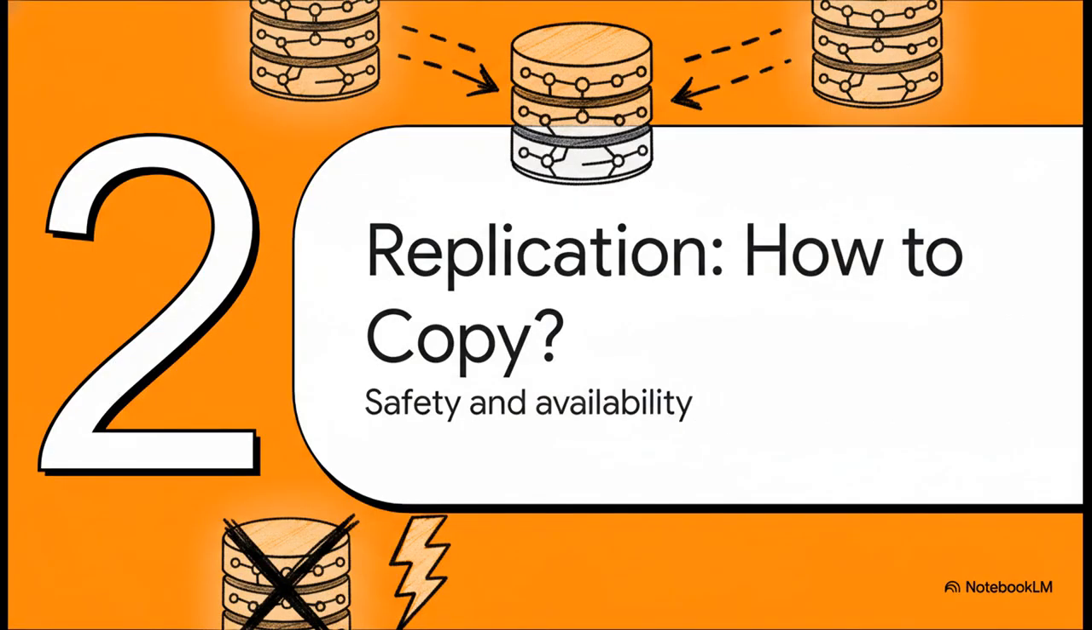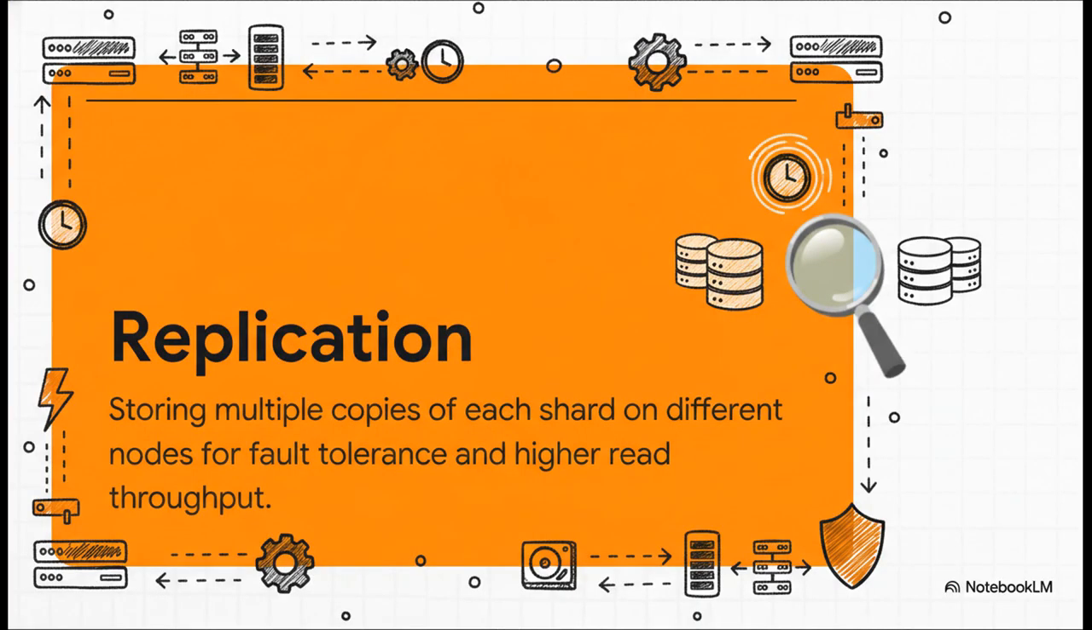Okay, let's move on to our second big pillar, replication. Sharding solved the size problem, but replication answers a totally different but just as critical question. What happens if one of these machines just dies? The basic idea is pretty simple, right? Just make copies of your data and put them on different machines.